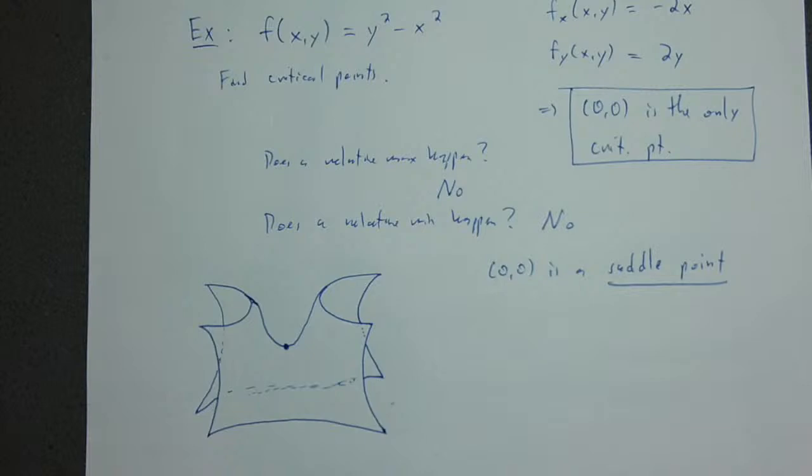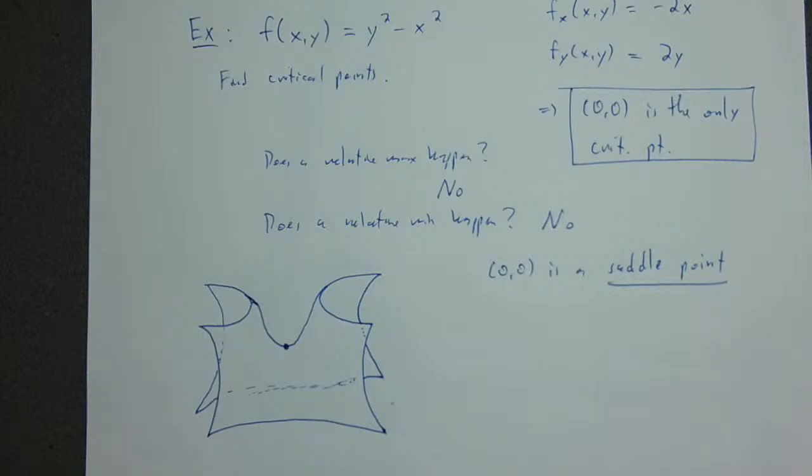The question is, are there other points that are critical points that aren't relative maxes and mins, but also aren't saddle points? The answer is yes. There are points that are critical points, and there's not a relative max there, there's not a relative min there, and there's not a saddle point there. Just nothing happens. So a saddle point is something different from relative max and min. But what is it that makes it different? A saddle point is a blend of relative max and relative min.